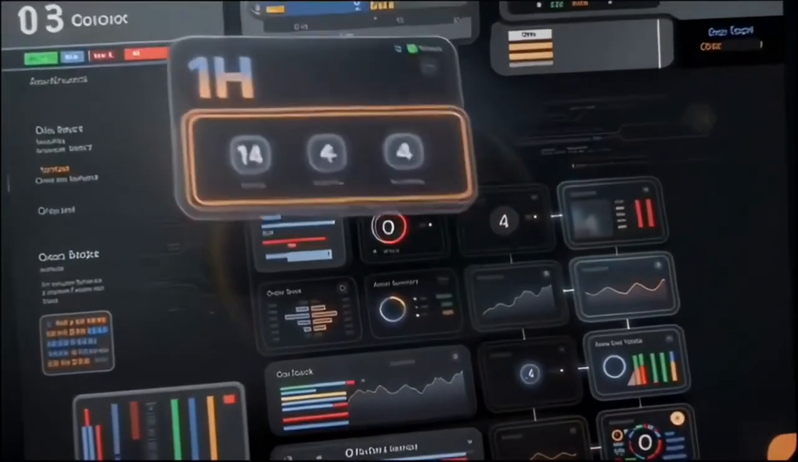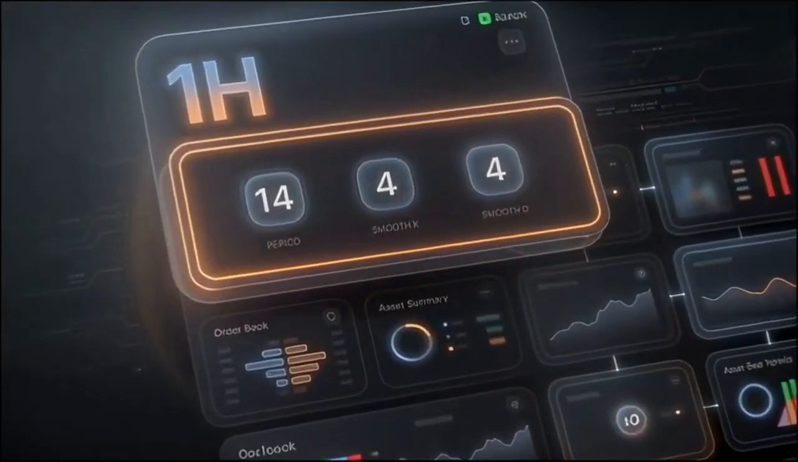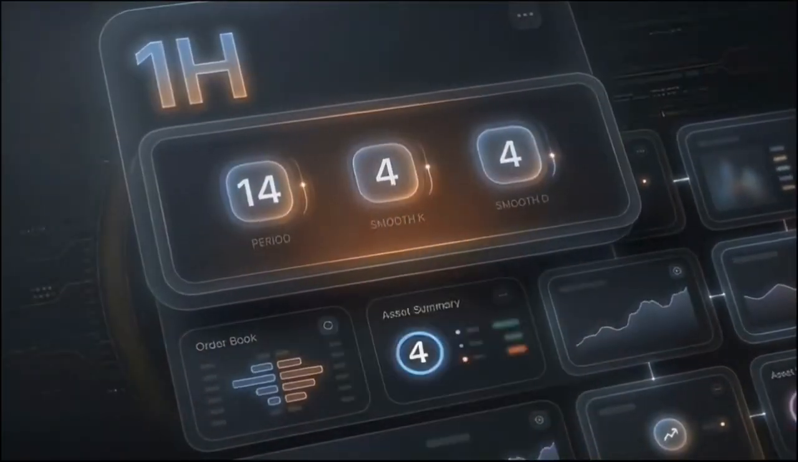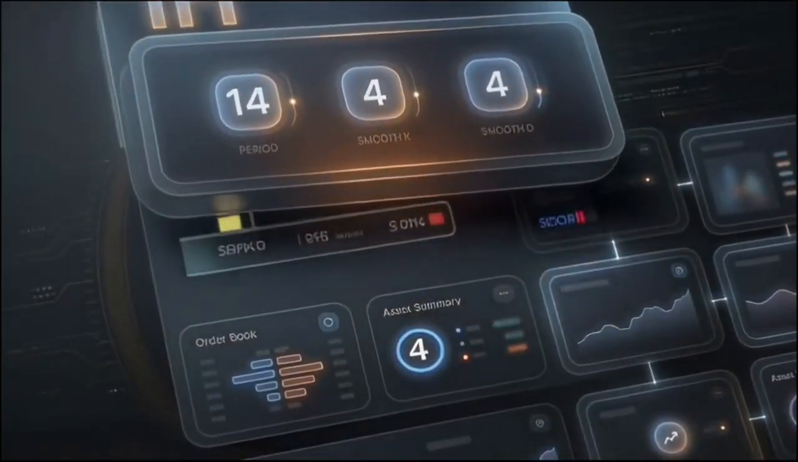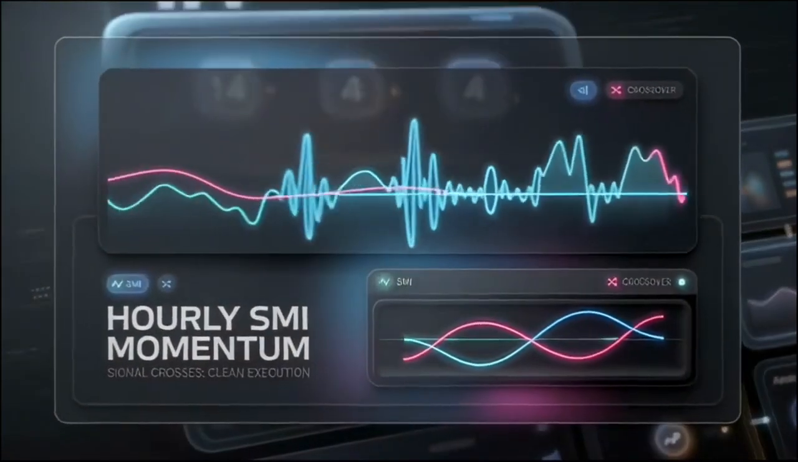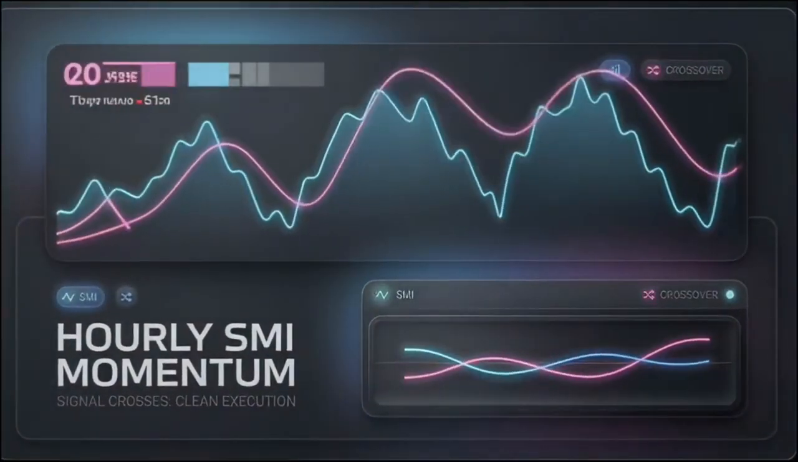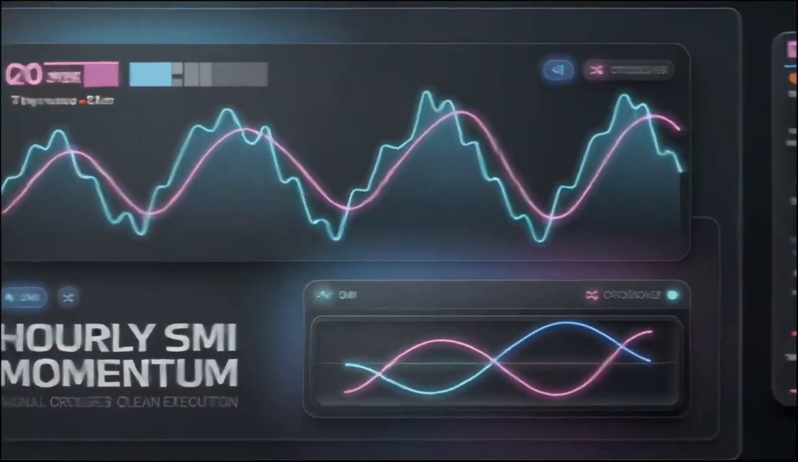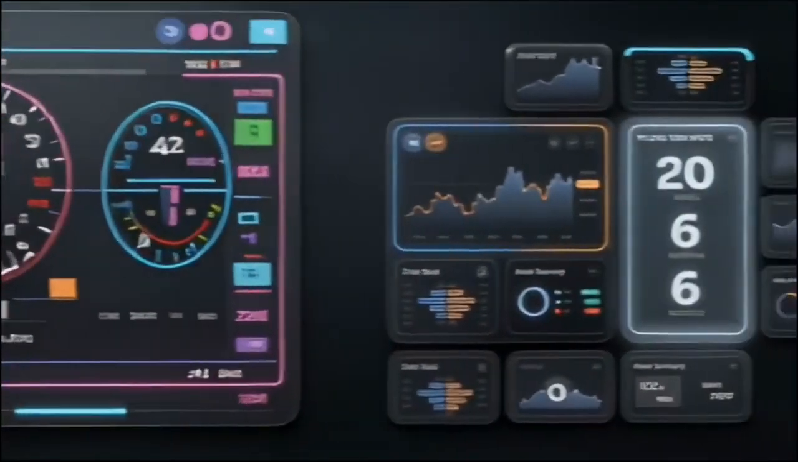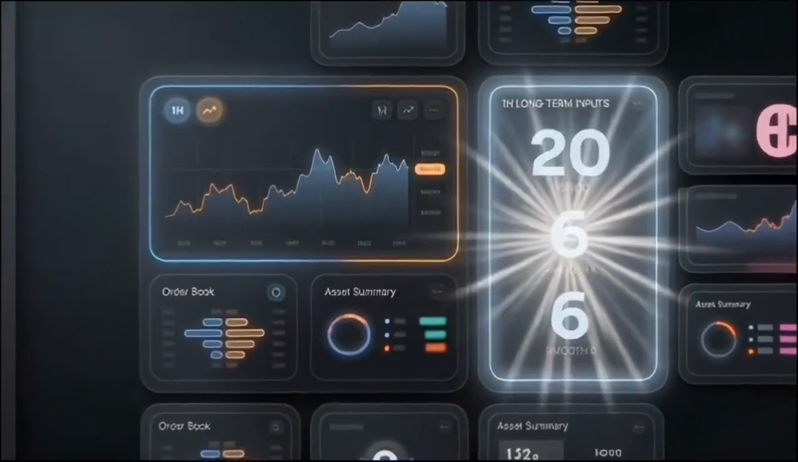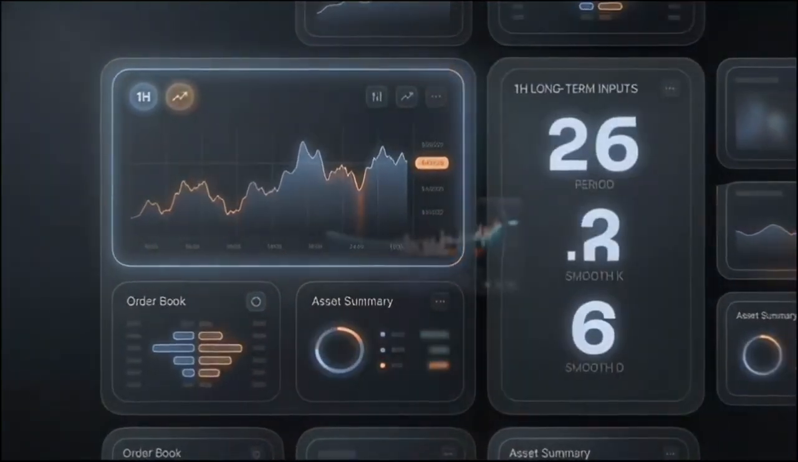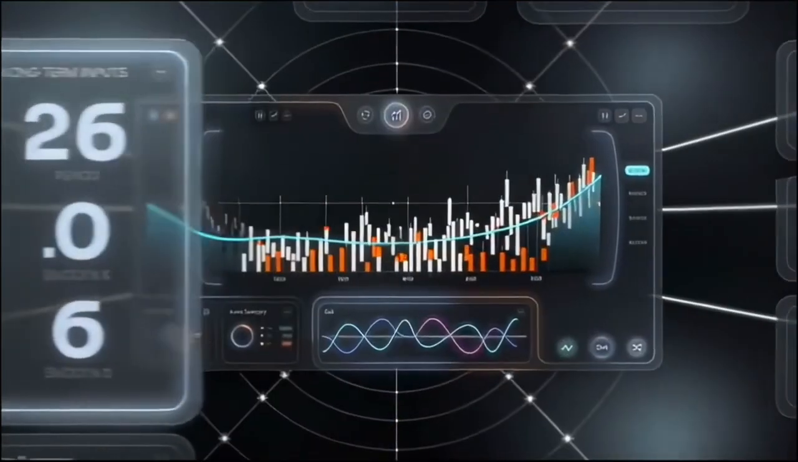On to the 1-hour chart. The swing setup is %K length 14, %D length 4, signal length 4, slightly wider lookback than default, moderate smoothing, and a signal line quick enough to catch hourly turns without whipsawing you. The position trader option is %K length 20, %D length 6, signal length 6.